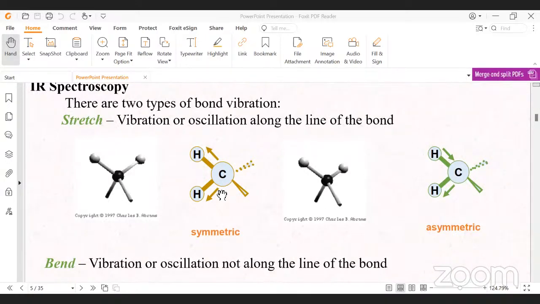We call it symmetric stretching. Opposite side, sorry, this one is the opposite. One is a compression, another one is an elongation. This is an asymmetric stretching, and this is a symmetric stretching.